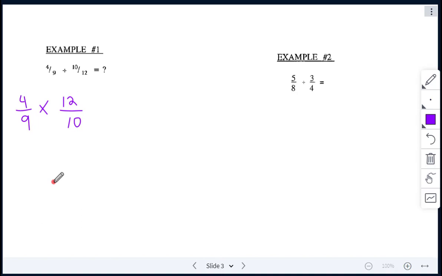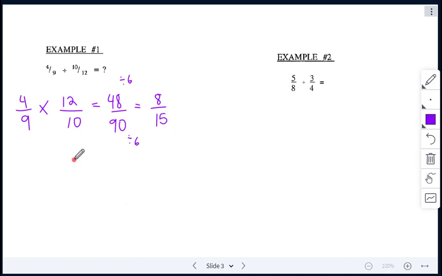So here, if you want to multiply across, if you just want to multiply your numerators, 4 times 12, that gives me 48. 9 times 10, that gives me 90. Okay, you can go ahead and reduce now. Both top and bottom can be divided by 6 to reduce this to give me 8 over 15.